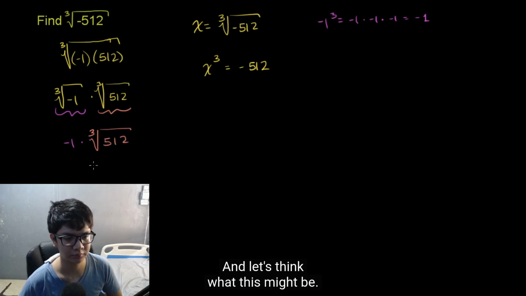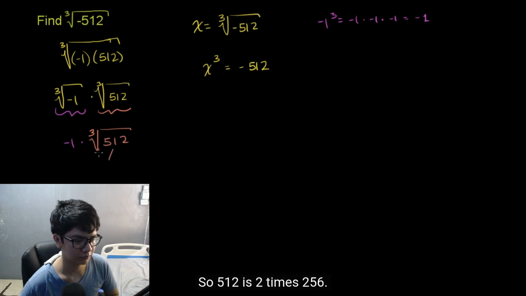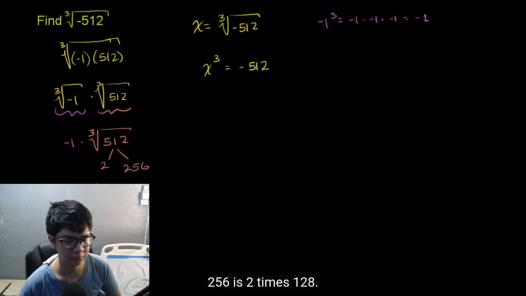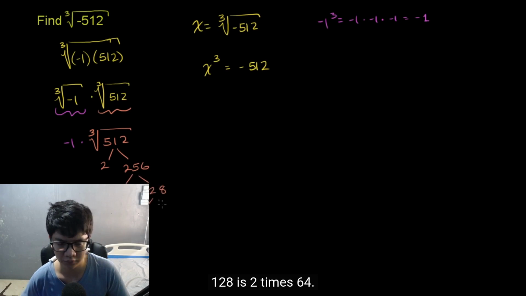And let's think what this might be. So let's do the prime factorization. So 512 is 2 times 256. 256 is 2 times 128. 128 is 2 times 64.